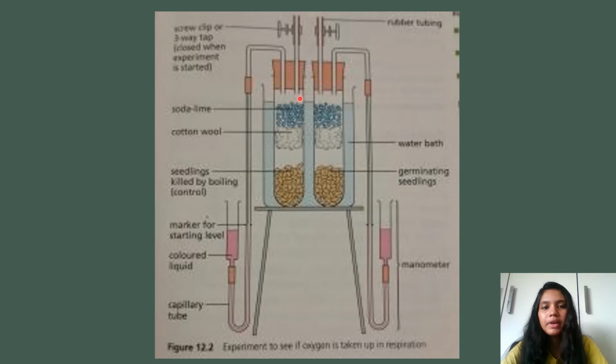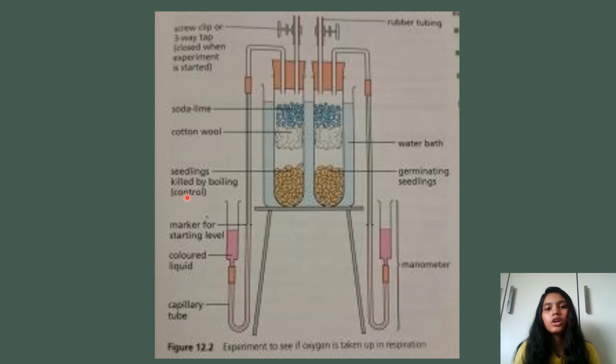So what you basically have is soda lime, which again absorbs carbon dioxide released as a product of respiration, and you have cotton wool, which holds the moisture in the setup. On one side you have germinating seeds which are living, and on the other side you have seedlings which are killed by boiling. Again here you're killing the seedlings. So you can use seedlings killed by boiling, or you can use glass beads. That works perfectly fine.